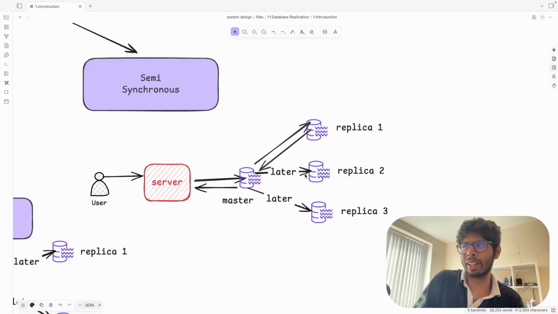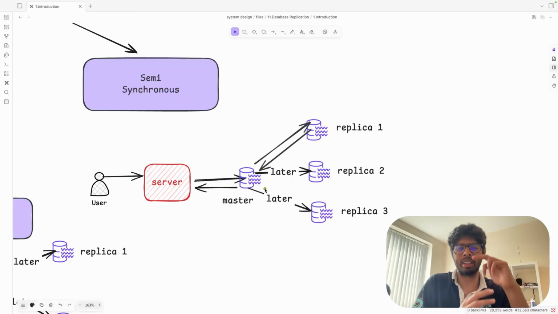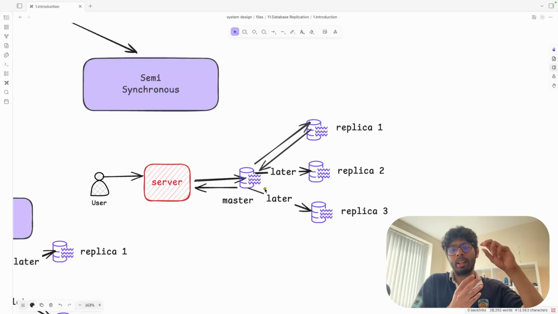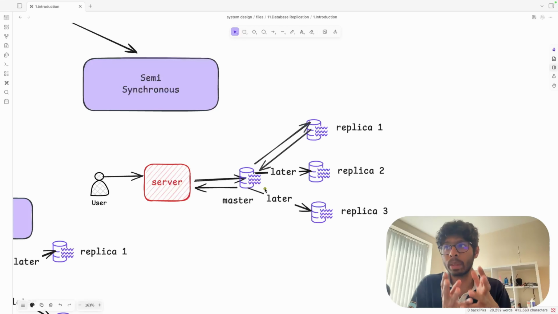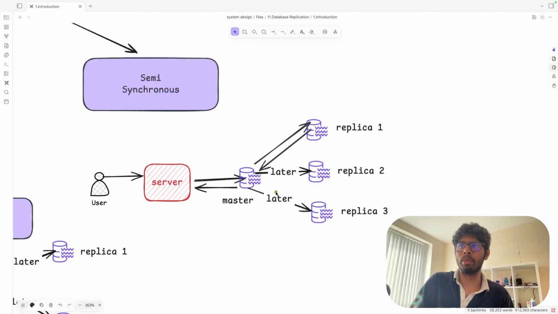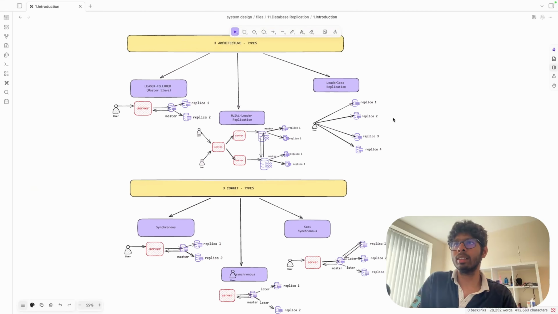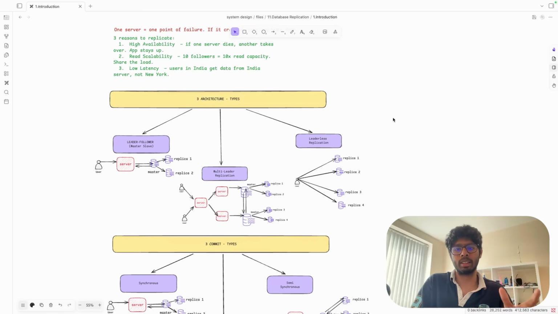We can also say that instead of one replica, if two of the replicas and the master get the write, then we consider it a proper write. This is also known as the semi-synchronous one. So these are the 3 commit types, and these are the 3 architecture patterns that we have discussed in this video.